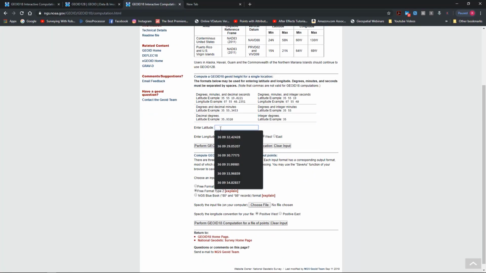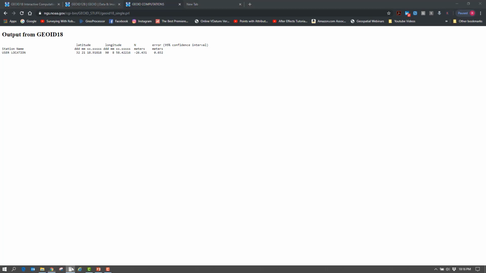Latitude 32, 21, 18.91818. Longitude is 90, 08, 58.42216. And perform geoid computation: minus 26.431. Let's see what that comes out to for us that are not used to meters.